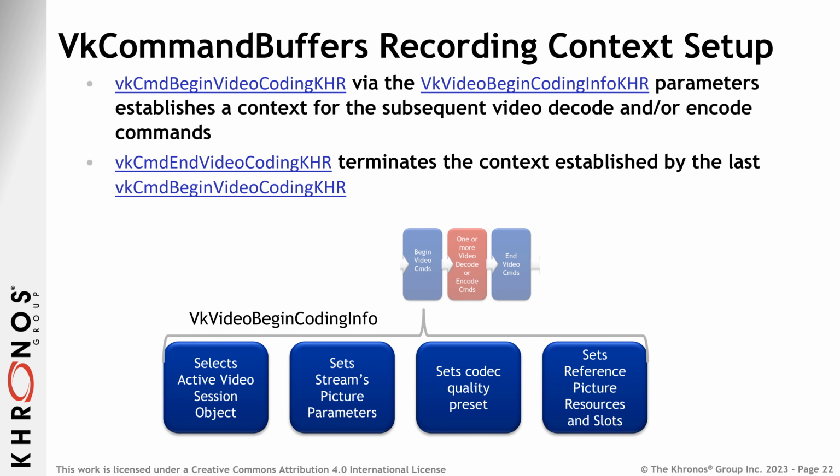Going one more level down, vkCmdBeginVideoCodingKHR establishes the context for the subsequent video commands. vkCmdBeginVideoCodingKHR, along with VkVideoBeginCodingInfoKHR, selects the active video session object and picture parameters and sets the reference picture resources in slots. vkCmdEndVideoCodingKHR terminates the context established by the last vkCmdBeginVideoCodingKHR.